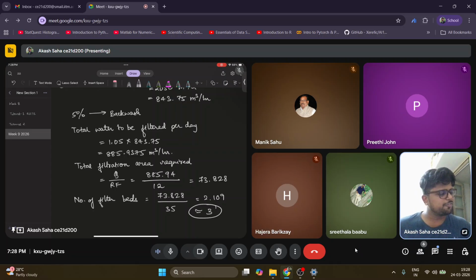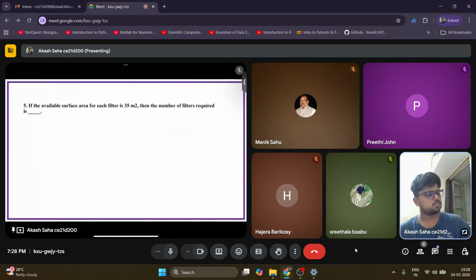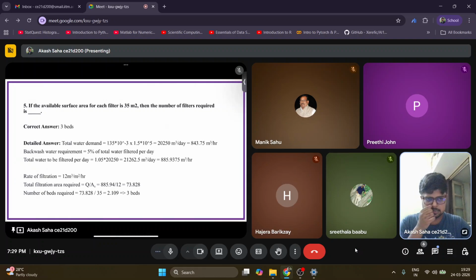Actually, as per this question, if you don't consider this 5% backwash, I think your answer will come out as 2 only. So this is a little tricky, but don't worry, this was a sample problem. Always remember to add that 5% of backwash water, and whatever value you get as the final number of filter beds, go for the higher integer. Round off to the higher integer. So that many filter beds will be required. So 3 beds will be required.